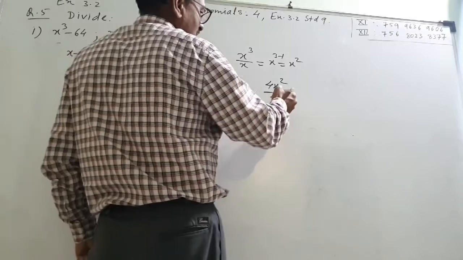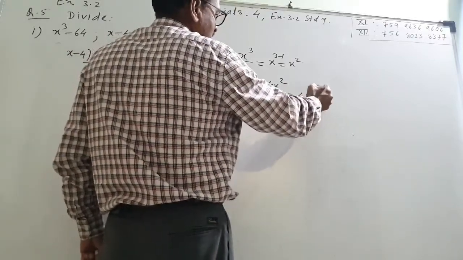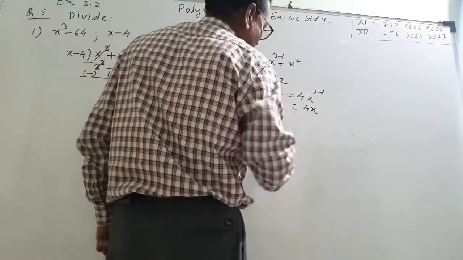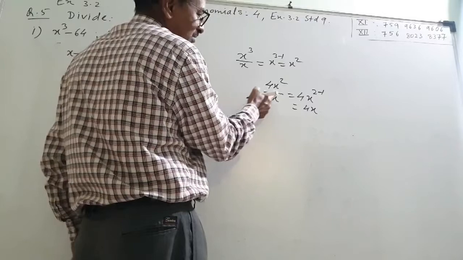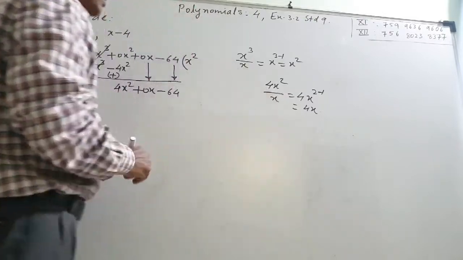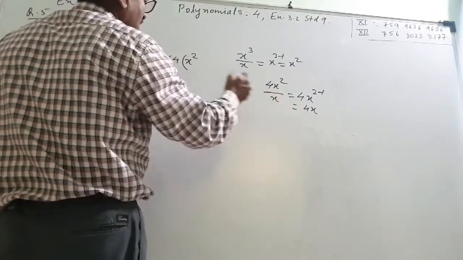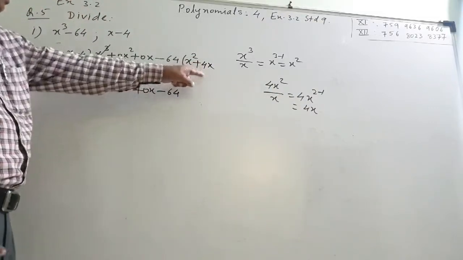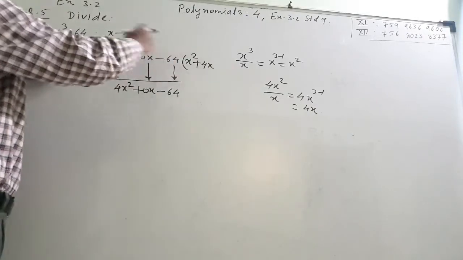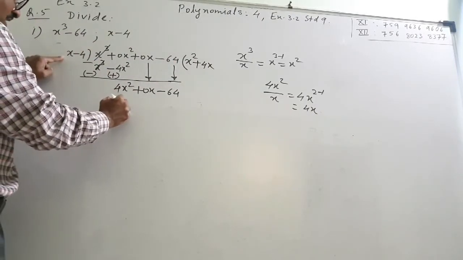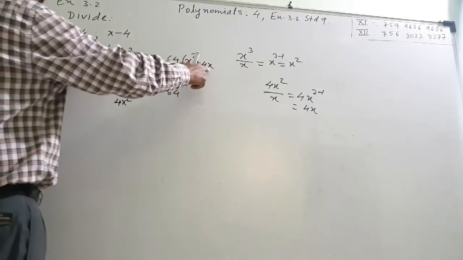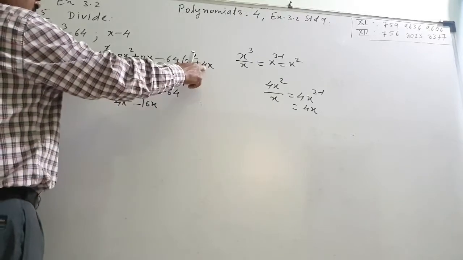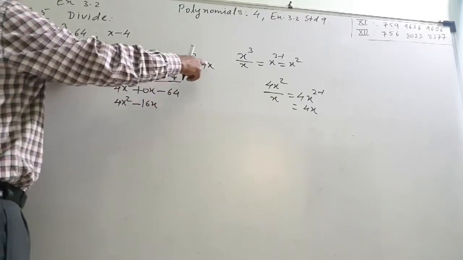So this is 4x raised to 2 minus 1, and that is nothing but 4x. Division means subtraction of the indices. The index of this is 1. Okay. So what has come? Plus 4x. Now this into this. 4x into x is 4x square. Now this 4x into minus 4, minus 16x. See this 4 4 the 16, minus sign and this x as it is.